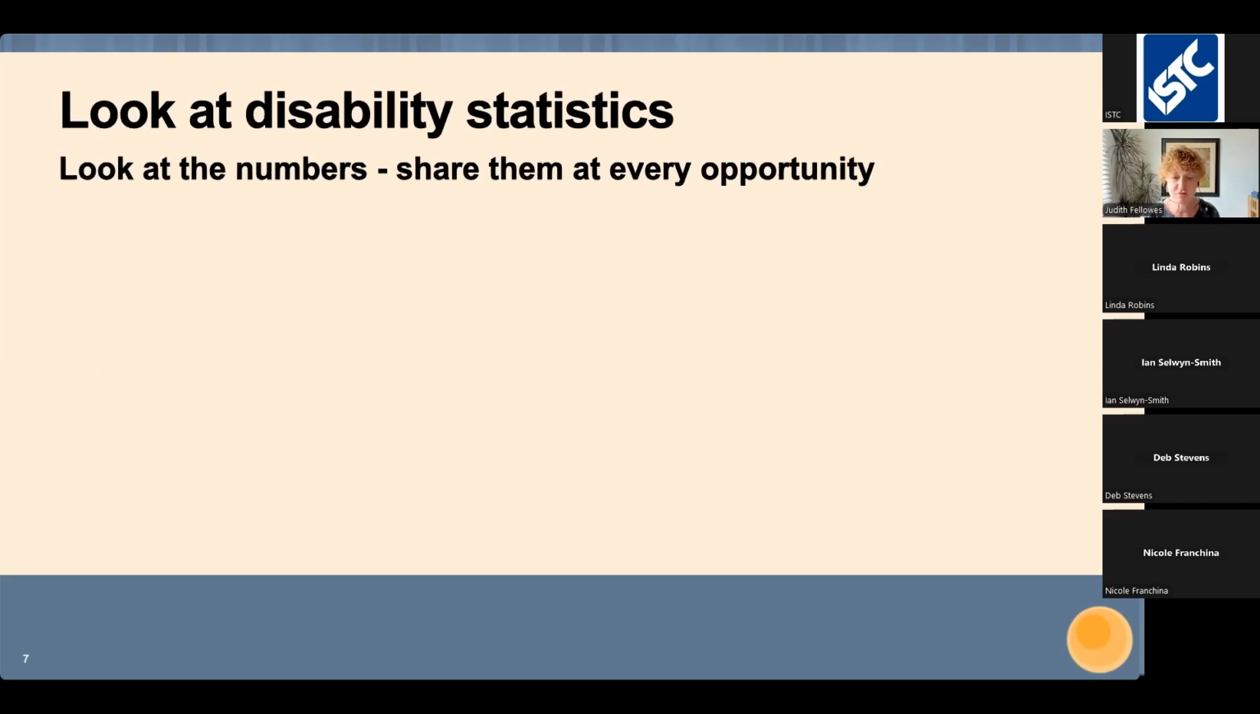The other thing that's really, really key, and I'd encourage you to get to know this as much as possible, is look at disability statistics for the UK, get to know them and share them at every opportunity.